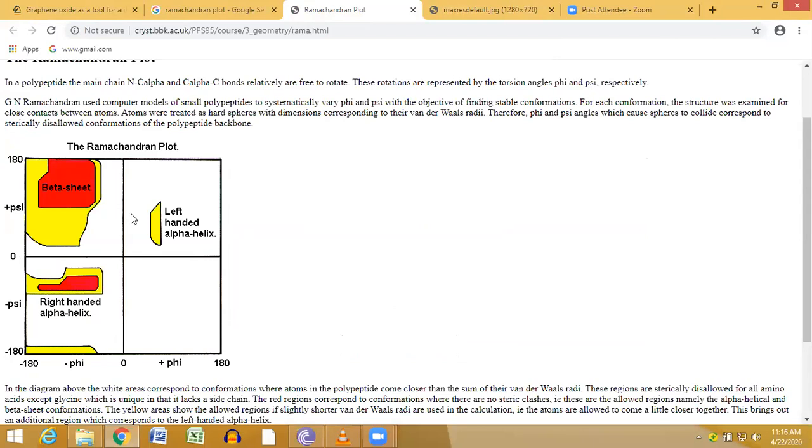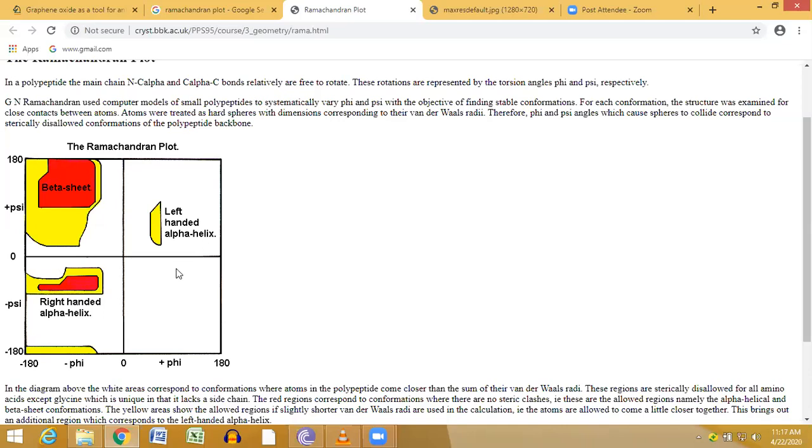In this plot, two axes are drawn like this. This is the x-axis, this is the y-axis. The x-axis is the phi angle, and the y-axis is the psi angle. That means along the x-axis we plot the torsional angle phi, and along the y-axis we plot the dihedral angle psi. There are 4 quadrants.